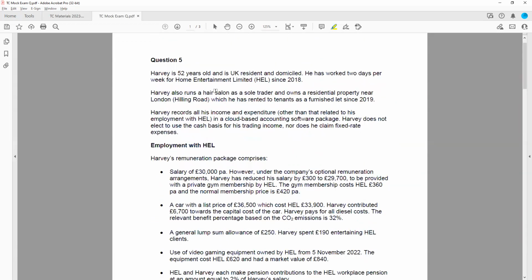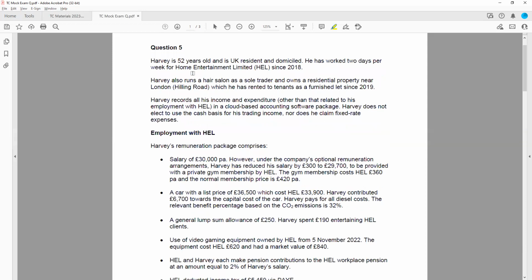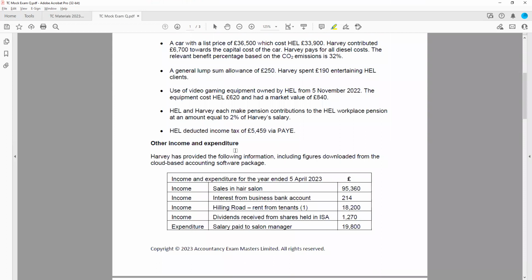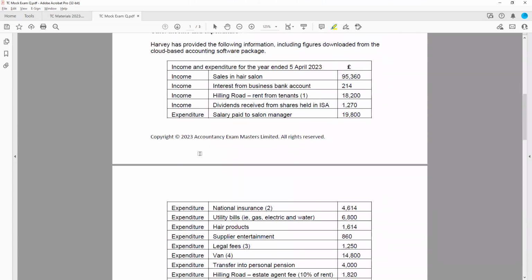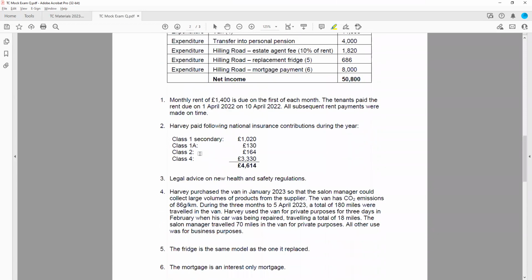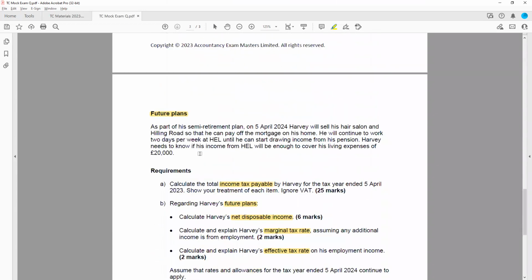And we can see we've got quite a bit of information here. So just having a quick skim through to see roughly where things are. We've got something about employment here. So presumably he's going to be an employee. Then we've got other income and expenditure as well, and some notes to go with that. So quite a lot of information there.